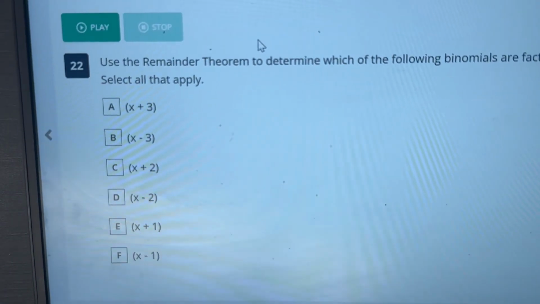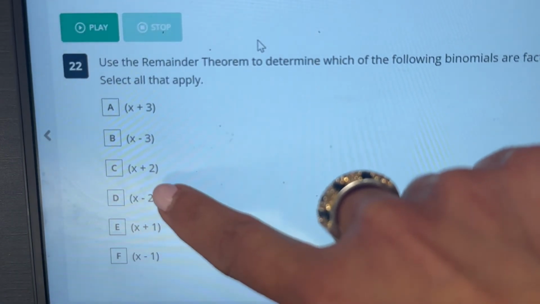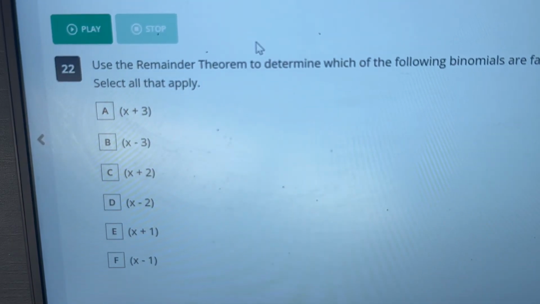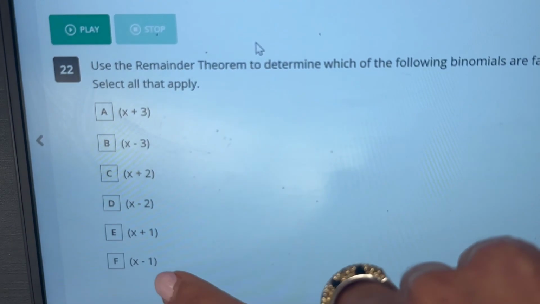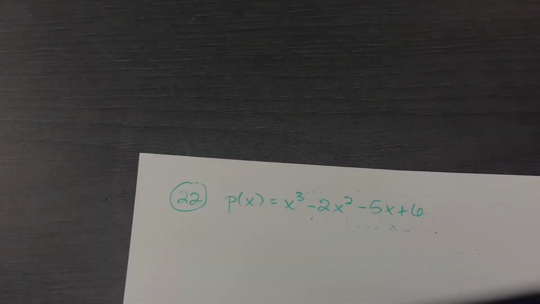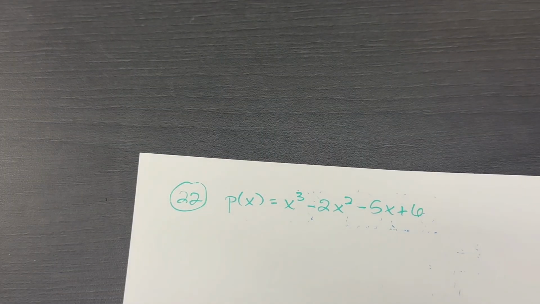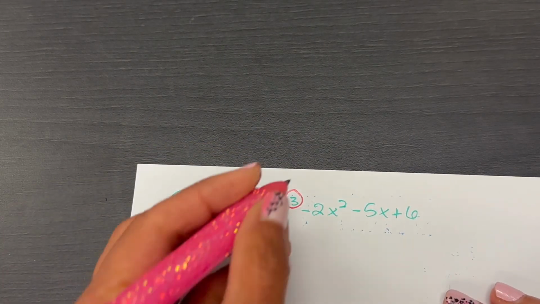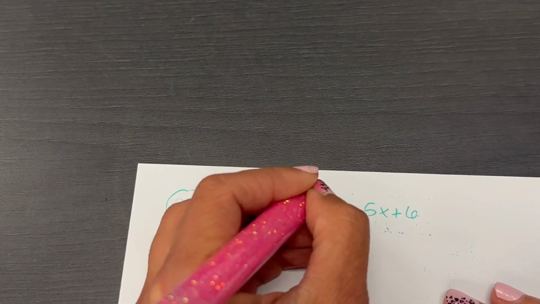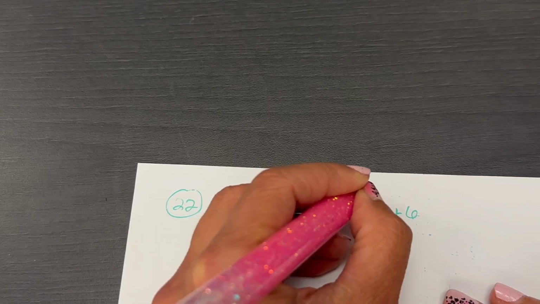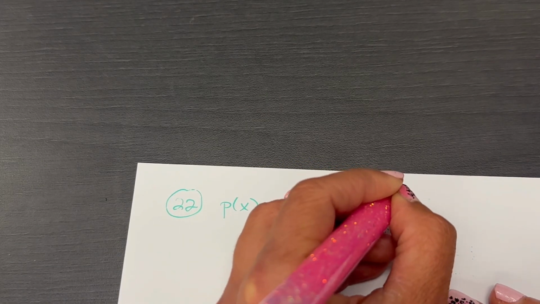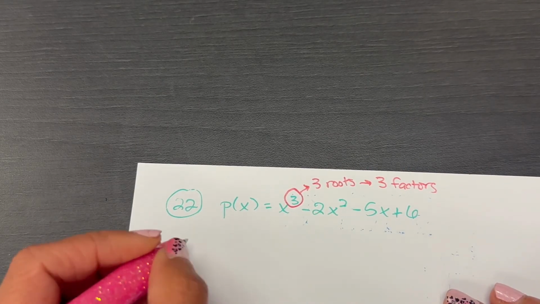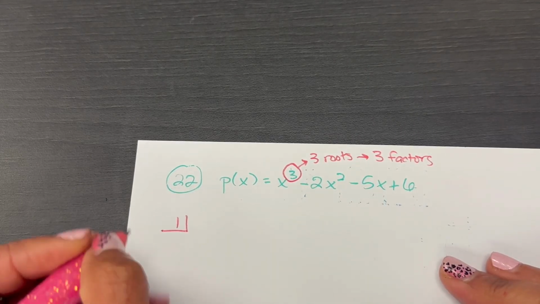So in synthetic division, I want to try a 1, a -1, a 2, a -2, a 3, or a -3. Remember, we always start with a +1 first, so I'm going to check F first, and then we go from there. Also, FYI, I should only be selecting 3 answers because that means that there are 3 roots, which means that there are 3 factors. Okay? So I'm going to try the 1 first in the corner box, synthetic division.